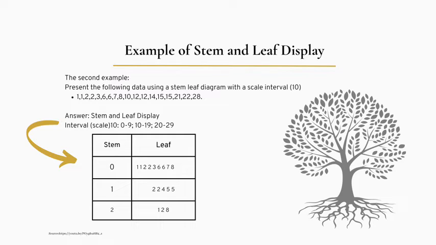So for the second example, the table is: stem 0, the leaves are 1, 1, 2, 2, 3, 6, 6, 7, 8. Next, stem 1, the leaves are 2, 2, 4, 5, 5. Next, stem 2, the leaves are 1, 2, and 8.